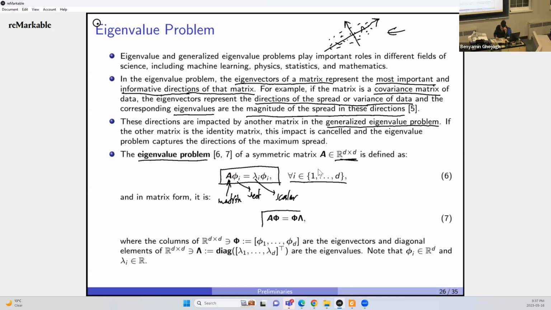In matrix format, we can write it this way: A phi equals phi lambda. Phi has phi 1 to phi D as its columns, stacking the eigenvectors as columns. If you put the eigenvalues on the main diagonal, you get the diagonal matrix lambda. So lambda is a diagonal matrix whose diagonal elements are the eigenvalues. Okay, so that was the definition of the eigenvalue problem.